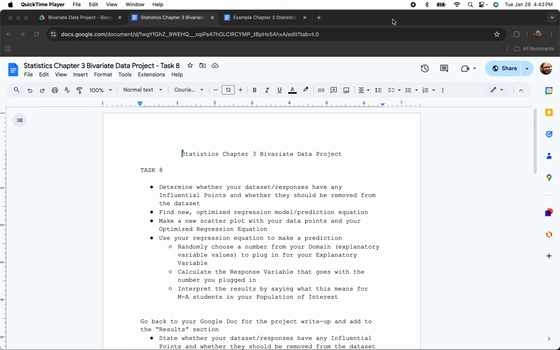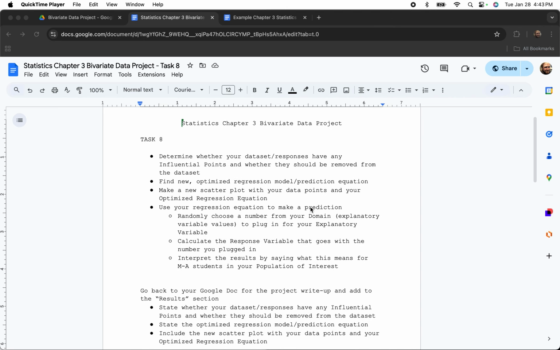Task 8. We need to determine whether your dataset or your responses have any influential points and whether they should be removed from the dataset, which will help us find an optimized regression model or prediction equation. We also need to make a new scatter plot with our data points and our optimized regression equation. We should also use the regression equation to make a prediction.